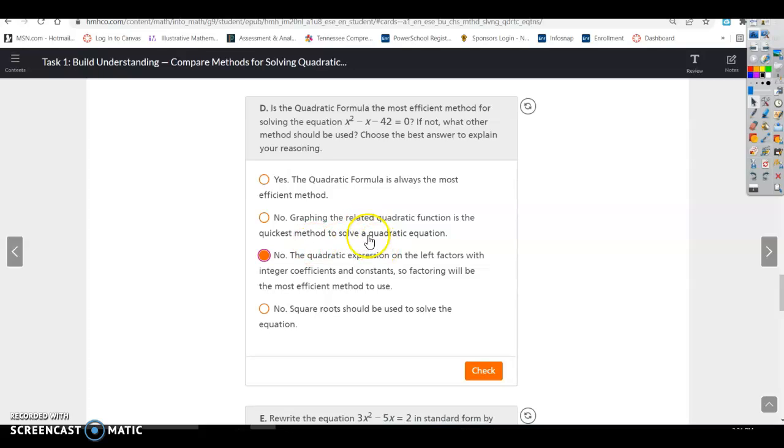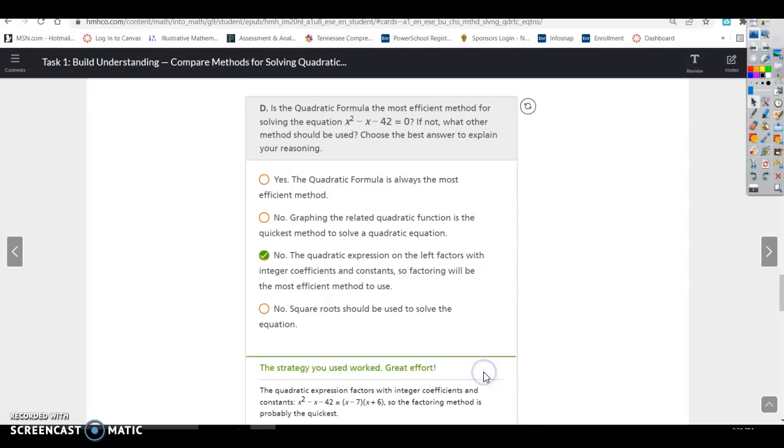Graphing's pretty quick. You can find the intercepts, but then you would also have to plug it in to make sure they worked. Graphing on the left factors with integer coefficients and constants, so factoring is the most effective. That's true. No, square roots should not be used to solve this equation. We can't use square roots because it has a middle term of x.